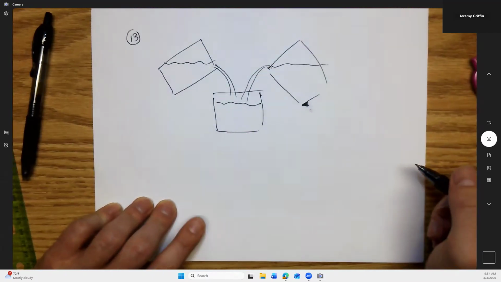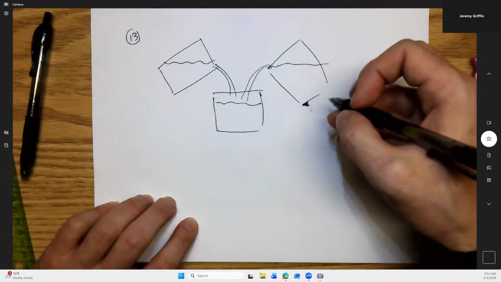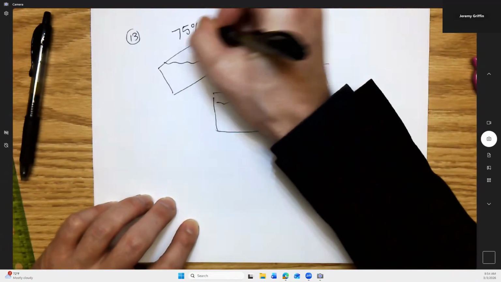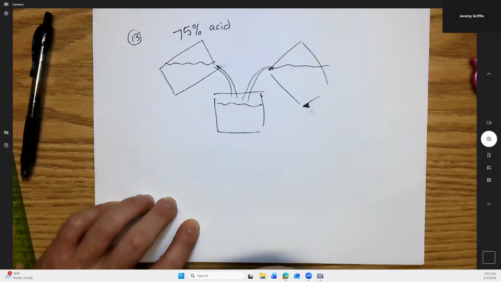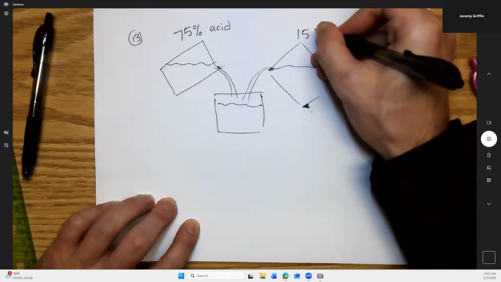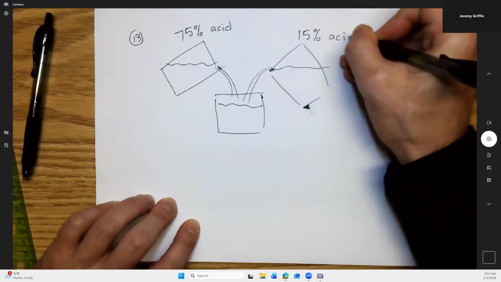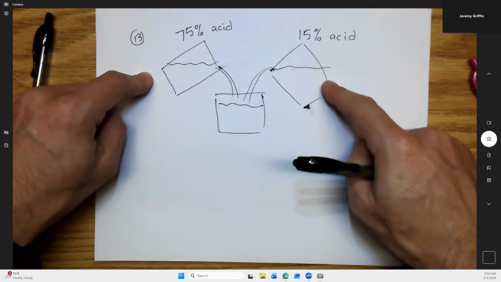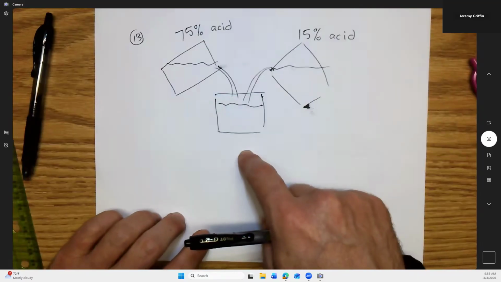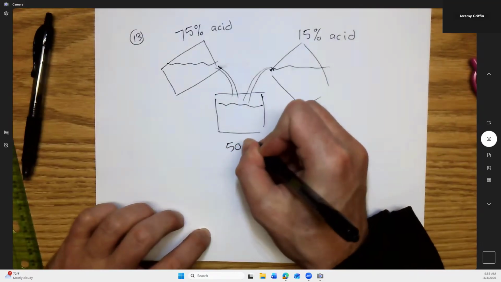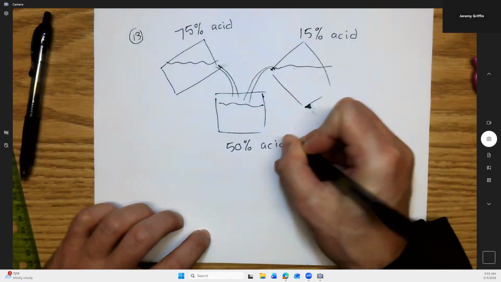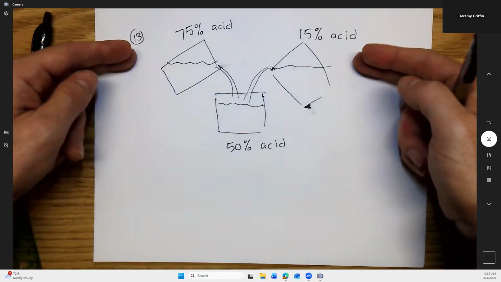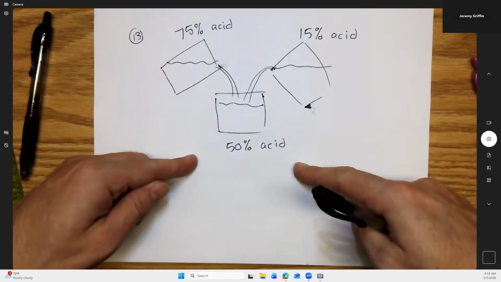Now, one container is 75% acid, and the other container is 15% acid, or at least that's how acidic the liquids are. We've got a very strong acid and maybe a weaker acid. And what we want to create is a 50% acid solution. If we take something very strong and something kind of dilute, we can get something kind of in the middle. Does that make sense?